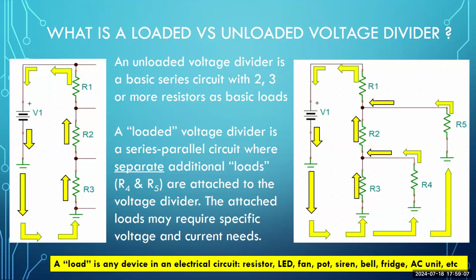And also the loaded voltage divider, the additional loads, may have very specific voltage and current requirements. They may require very specific needs. R4, as you can see there, as it's attached to the voltage divider, may have a voltage requirement and a current requirement. Same thing with R5. So let's explore this a little further.